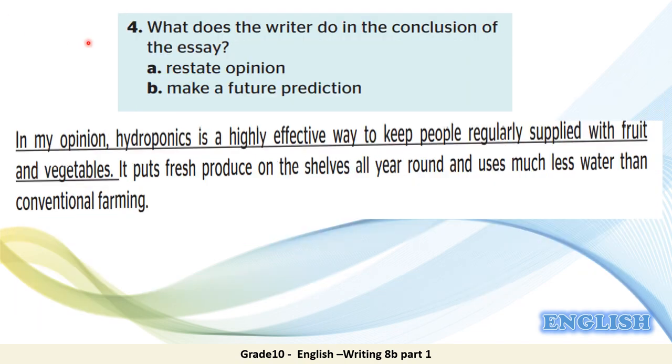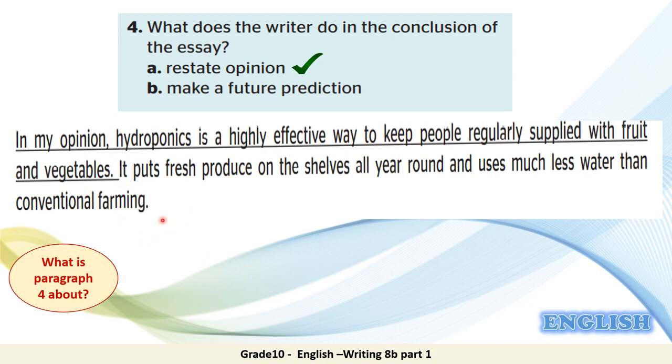Let's look at question 4. What does the writer do in the conclusion of the essay? Does he restate opinion or he makes a future prediction? Pause, read the final paragraph, and make a choice. The answer is, well done, he's restating opinion. Now, what is paragraph 4 about? Pause, read through it, and try to figure out.